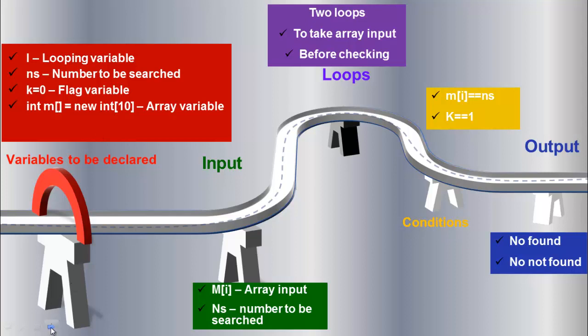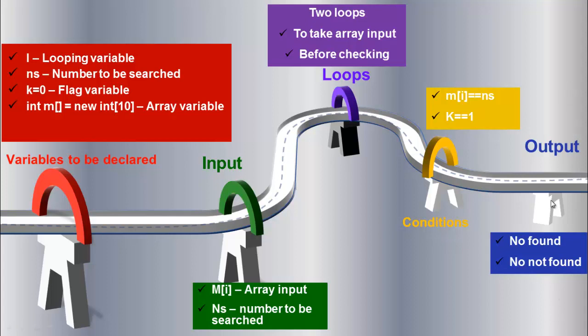Okay. The second one is what are the inputs that we are going to give. We have 2 inputs. One is m[i], which is the array input. The next one is ns, which is the number to be searched. The third one is the looping variable. Again, we have 2 loops. One is to take the array input. Another one is before checking, we will be using a loop. And the fourth one is we are comparing with 2 conditions. One is m[i], that is the array variable, compared with the number to be searched, and the second one is k equal to 1, that is a flag variable which is forcibly made 1.